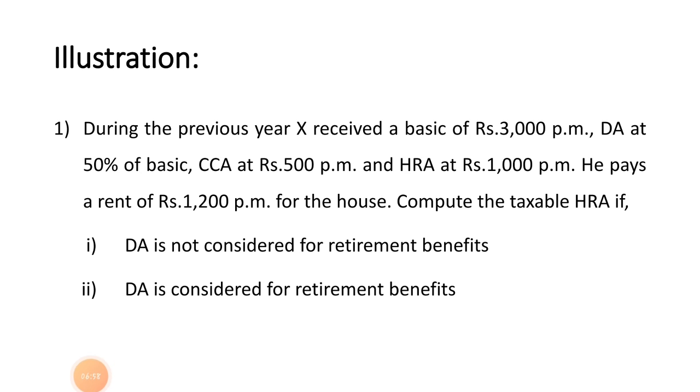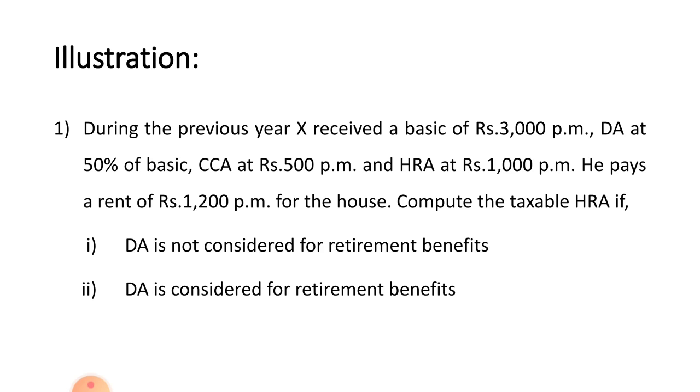Go through this problem. During the previous year, X received a basic of 3000 per month. You have to convert it into per year, that is 3000 into 12. Next, DA at 50% of basic, that is 3000 into 50%, 1500 rupees is considered as DA. But in this problem, there are two situations, that is DA is not considered for retirement benefit and DA is considered for retirement benefit. You have to calculate by assuming both the situations.